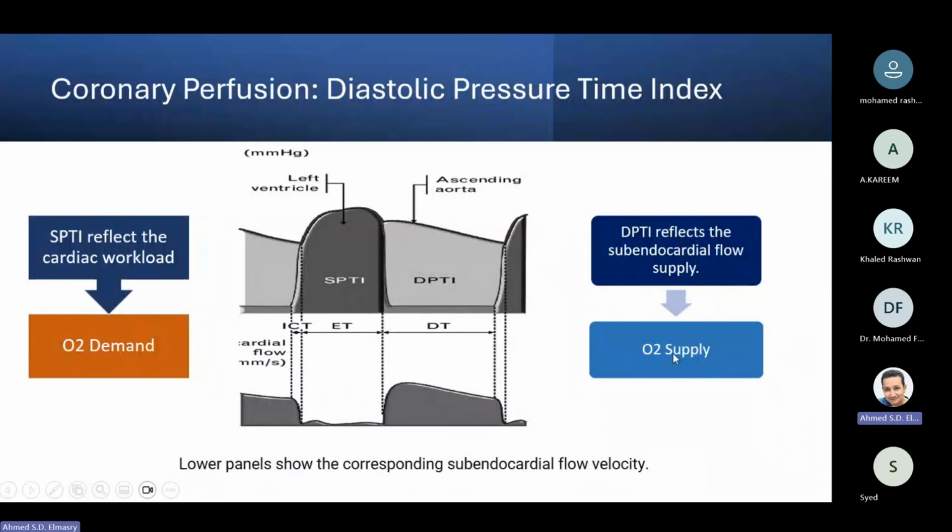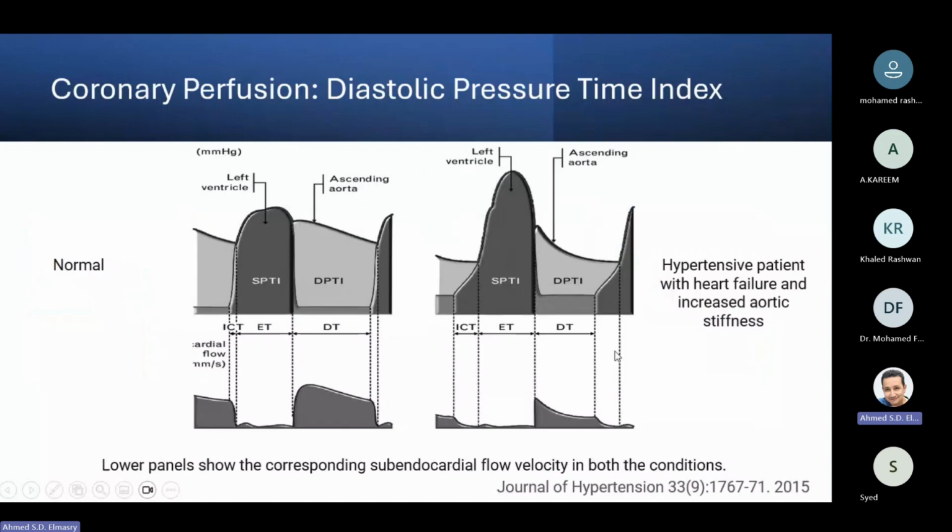And to understand this, this is a normal patient with adequate coronary perfusion, with normal diastolic pressure time index. And this is a patient who is known to be hypertensive, with heart failure and increased aortic stiffness. And as you see, the diastolic pressure time index is less compared to this patient, and also the coronary perfusion here compared to this one is reduced. So if you are able to increase the diastolic pressure time index, the area under the curve, you will be able to increase the coronary perfusion.